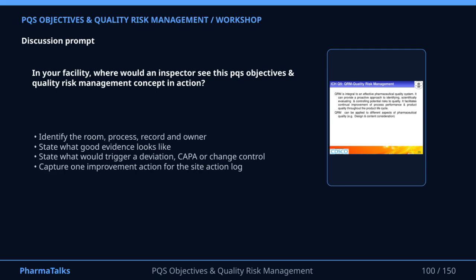Also, reflect on what conditions might trigger a deviation, a CAPA, or a change control. Finally, capture one improvement action based on this discussion to add to the site action log. This exercise helps us connect theory with practice and continuously improve our quality systems.